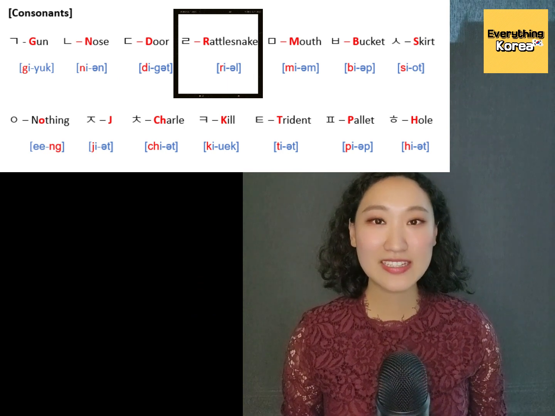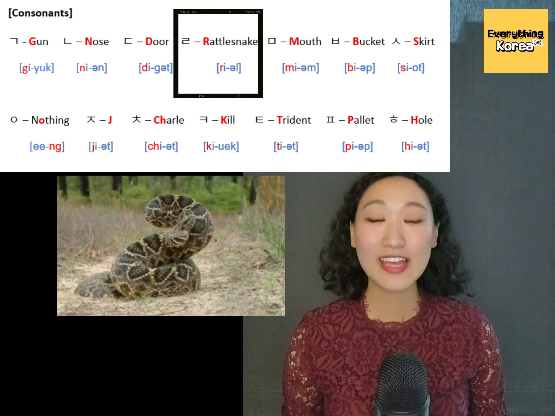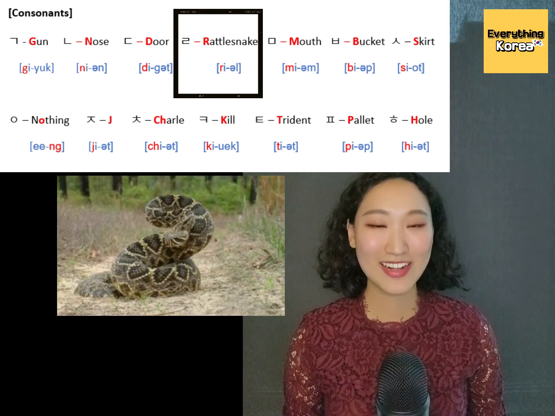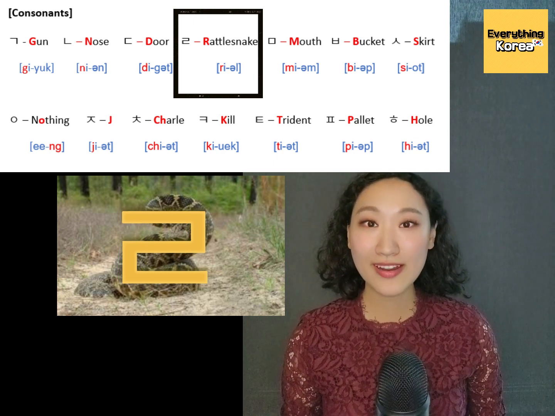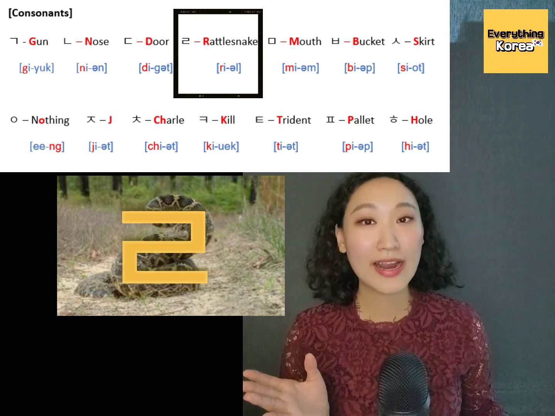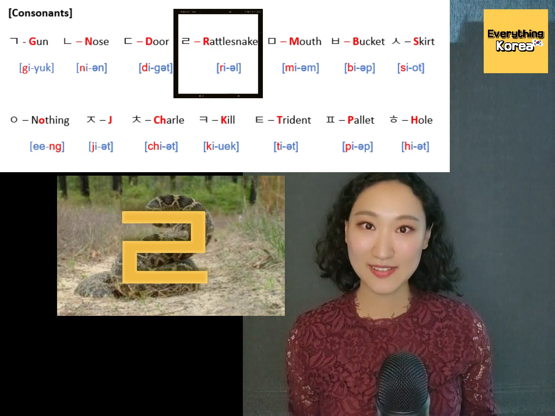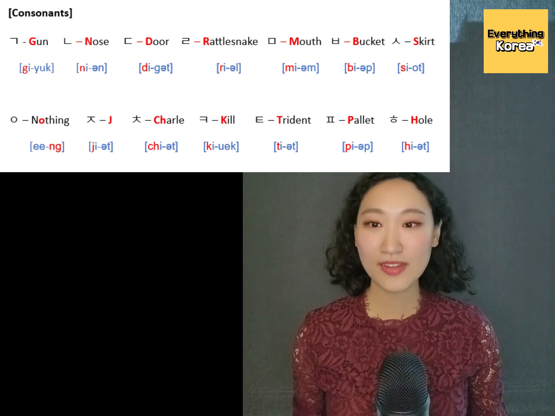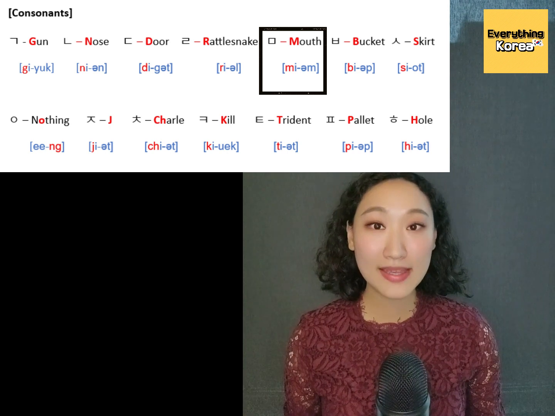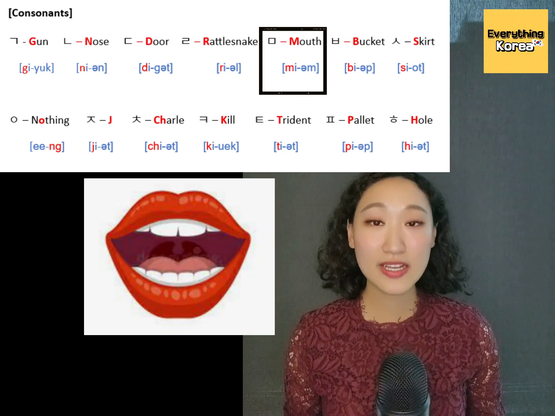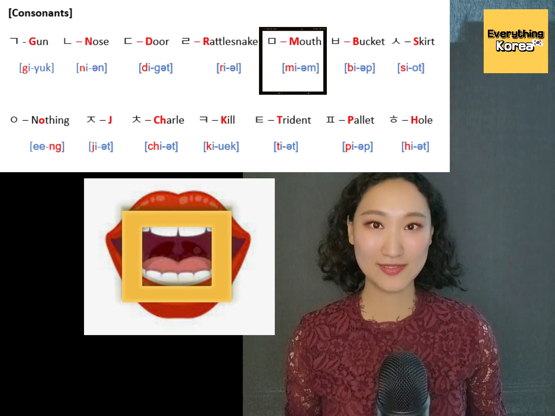Next one is 리을. It looks like a rattlesnake. So remember the R sound. But in Korean, we use both R and L or somewhere in between for 리을. And then the next one is 미음. It looks like a mouth. So remember the M sound.